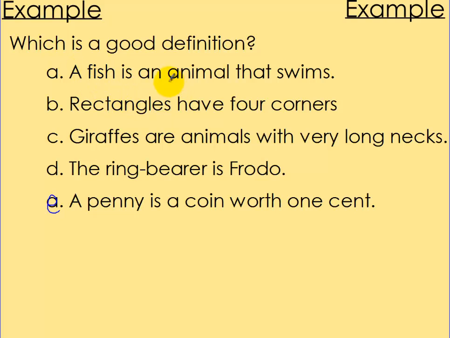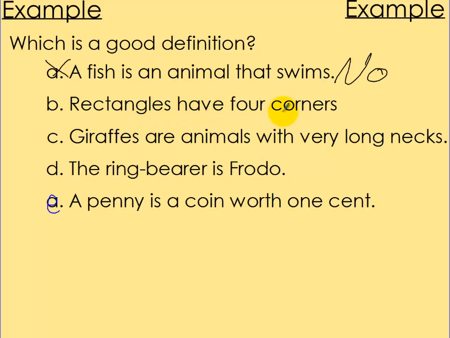So the first one, a fish is an animal that swims. Okay, well that's clear. It's kind of clear to me, and it's talking about fish, but is that reversible? Is an animal that swims a fish? Not necessarily, because it could be a shark, and that's not a fish. So this is, nope, can't reverse it. This is not a good one. Not A.